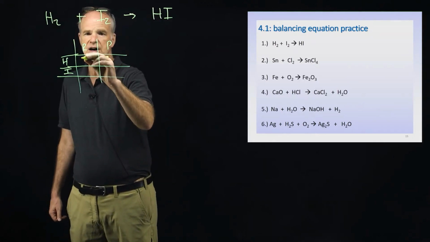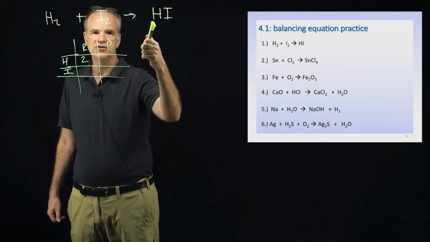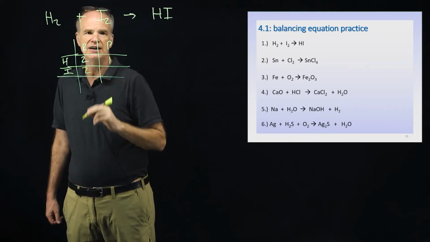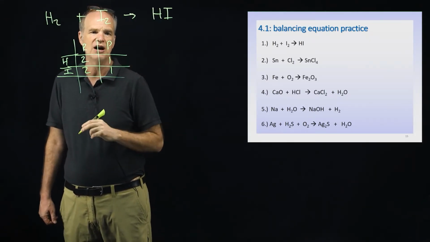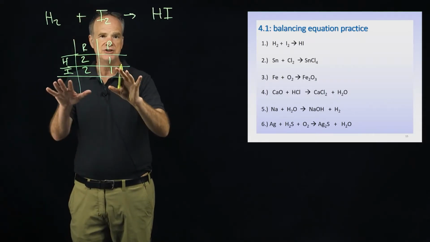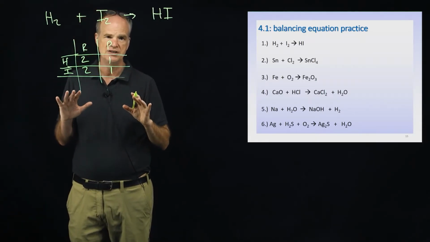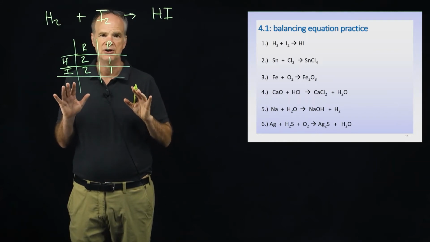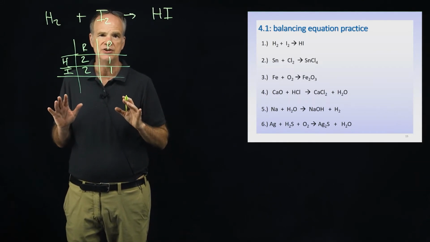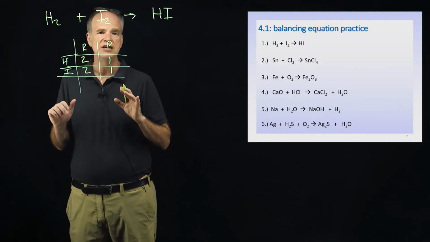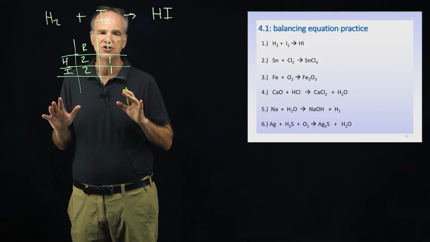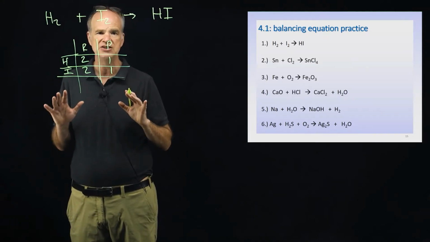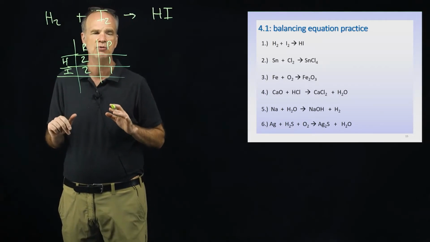We have 2 hydrogens on the reactant side, and only 1 hydrogen on the product side. With iodine, 2 iodines on the reactant side, 1 on the product side. So we don't have a balanced equation yet, because we don't have as many atoms of each element on both sides. What we need to do is adjust the number of molecules by adding coefficients so that the atoms for each element balance on either side of the equation.